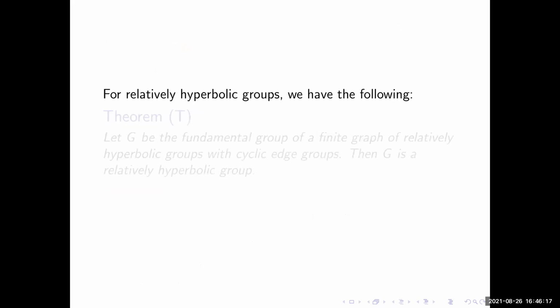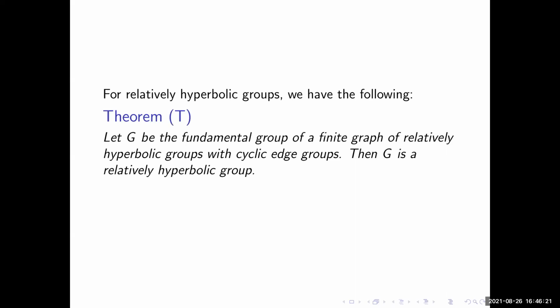All right. For relatively hyperbolic groups, we have the following: let G be the fundamental group of a finite graph of relatively hyperbolic groups with cyclic edge groups. Then G is again a relatively hyperbolic group. Now for proving this theorem, we construct some set first, then we define a topology on it, and then we prove that the natural action satisfies the conditions for being a convergence group.